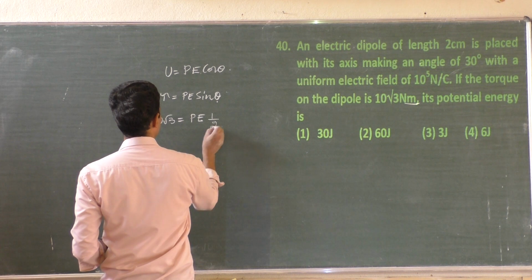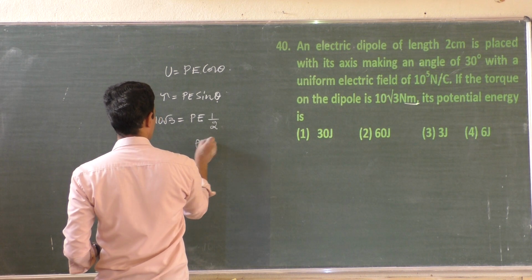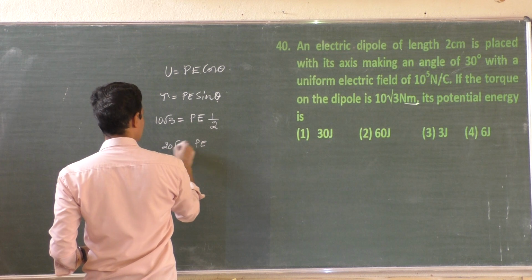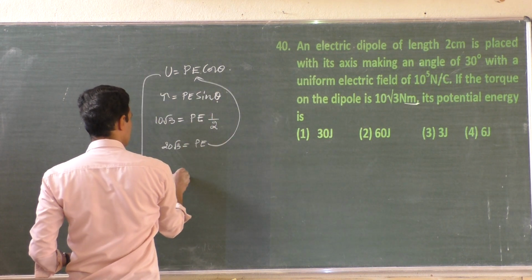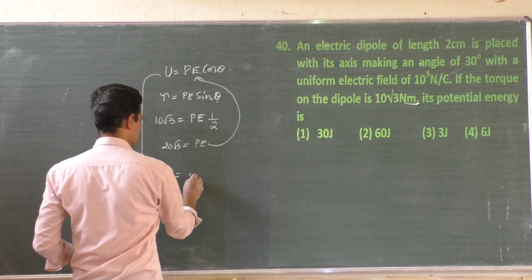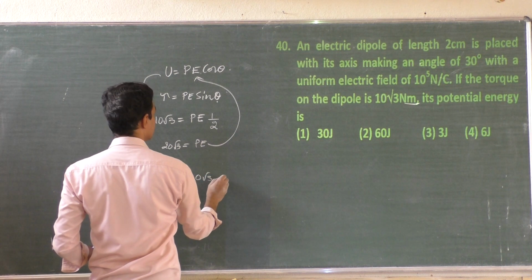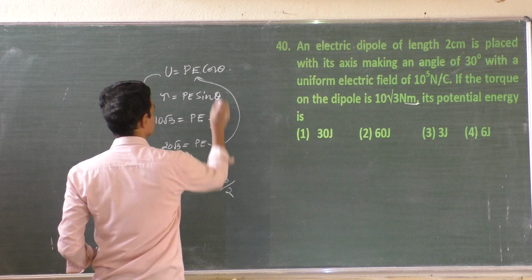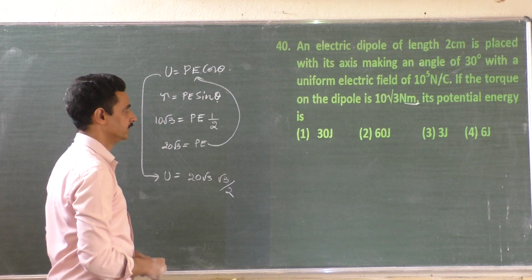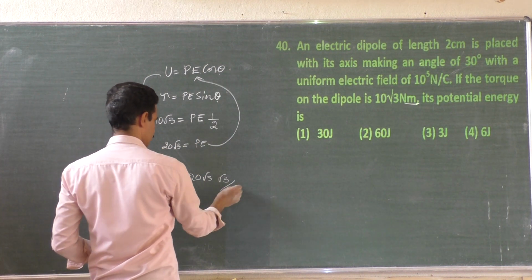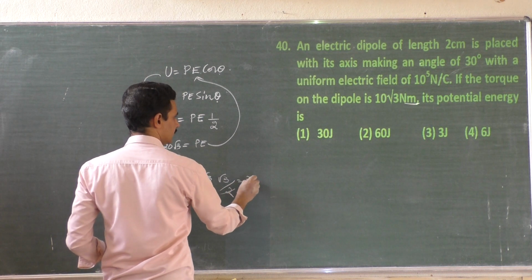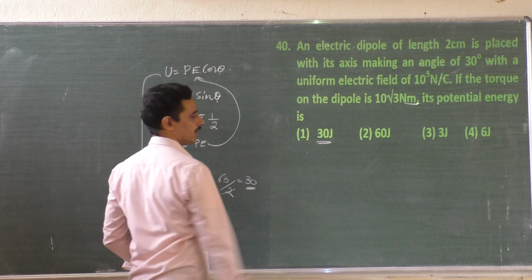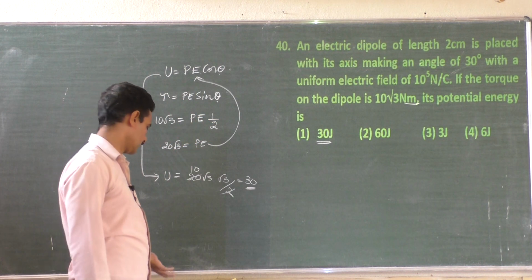So what is pE? pE is 20 root 3. Put this 20 root 3 here. You get potential energy U equals pE, 20 root 3, cos 30, root 3 by 2. Same angle. So the 2 gets cancelled, 10 into 3, 30 joules. Finished. So it is 30 joules.